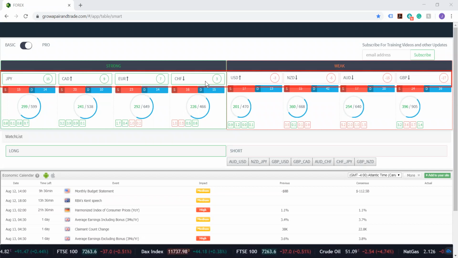How you use this is you always want to trade the one that has the biggest push, and you want a very strong currency versus a very weak currency. Right now the yen has a score of 15, and the pound has a score of minus 17. So right now you would trade the pound yen.